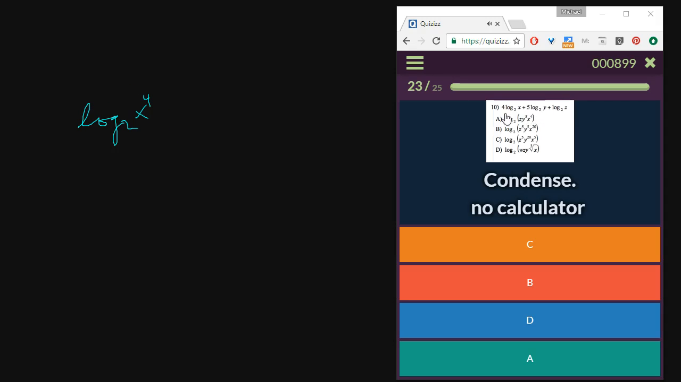5 times log base 2 of y. So I'll make that plus log base 2 of y to the 5th power. I take the 5 from in front and put it here, and then just plus log base 2 of z, it looks like. So that one I cannot condense, but then I can start putting these guys together. And it turns out, since they're all being added, I can just do this. It's going to be log base 2 of x to the 4th, y to the 5th, z. Because when I add logs together, it's the same as having one log with the arguments multiplied.